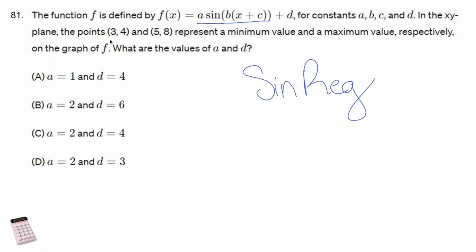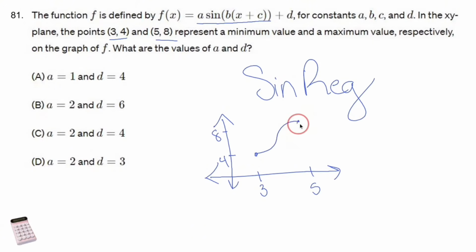It tells me that you have a minimum and a maximum. So if I graph that, and it's all above here, my minimum is at (3, 4) and my maximum is at (5, 8), it's going to look something like this. Okay? And we only need to find 2 things, A and D.